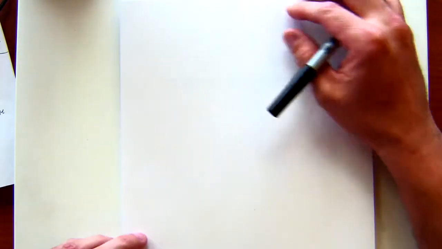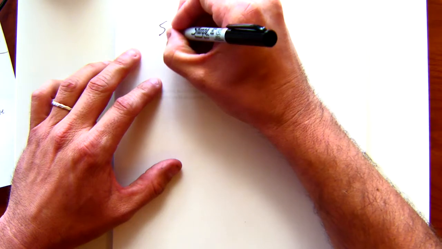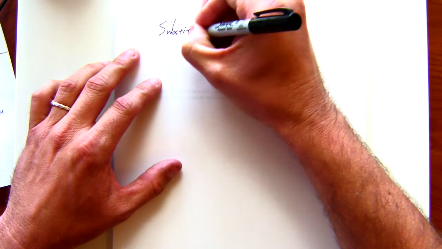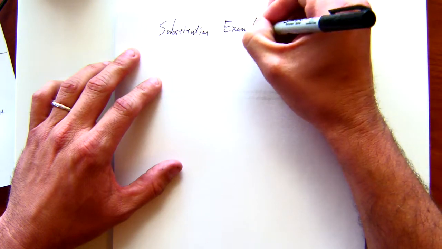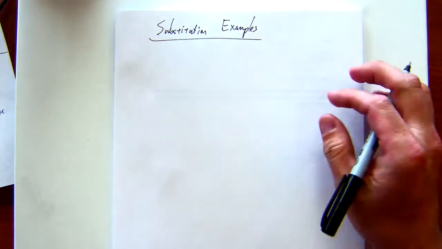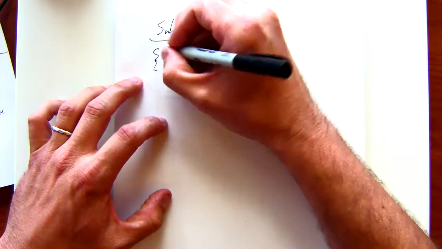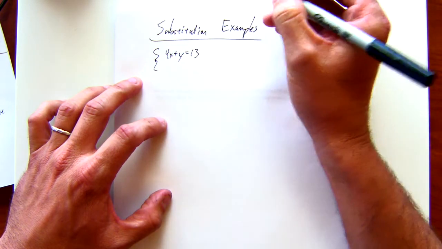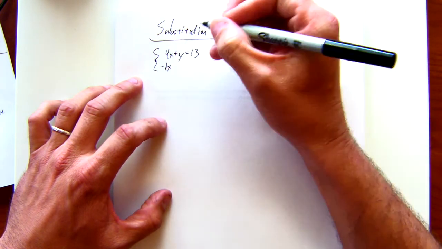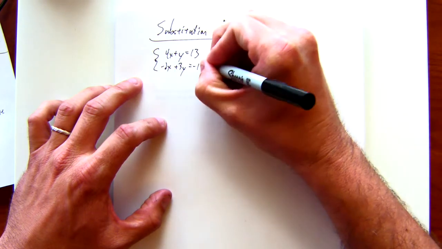So let's just start with some examples. And we'll do substitution examples. So given this system of equations, 4x plus y is equal to 13, negative 2x plus 3y is equal to negative 17.